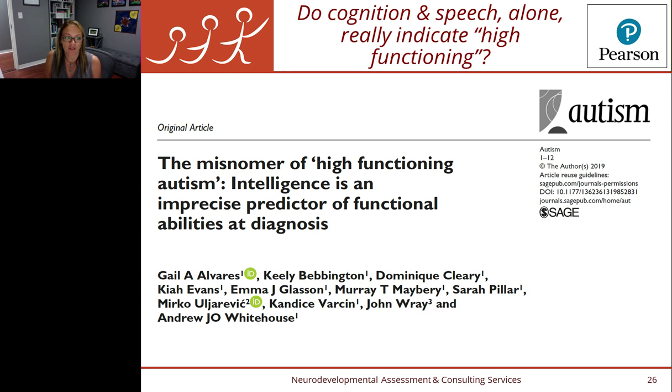And I'd like to bring your attention to this article that came out of Australia last year, the misnomer of high-functioning autism, because when we use that term and we say high functioning, we are giving the impression that these individuals who have intact cognition and intact language are actually not in need of services. They are desperately in need of services. And many of you who've worked with these individuals know their social disability is debilitating in many areas of their life.